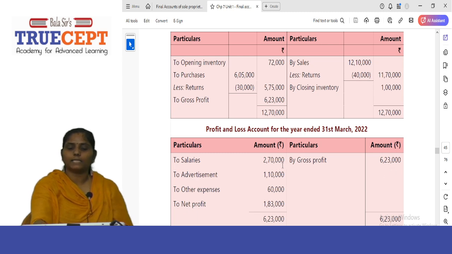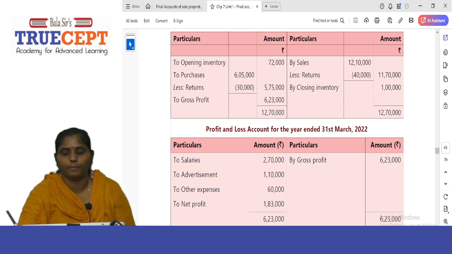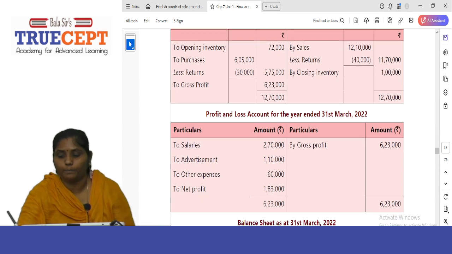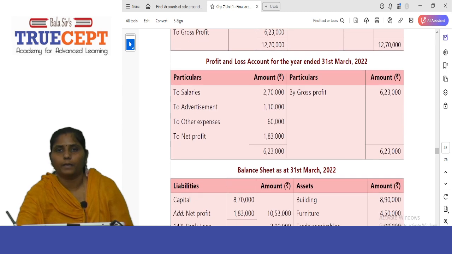Then comes your salary, advertisement, other expenses, no adjustments. Okay, only expenses given I have entered. And then I got the net profit of how much? 1,83,000. Then that's it. We are going to prepare balance sheet. In balance sheet, only one part that I have to adjust. What is that? My GST part.